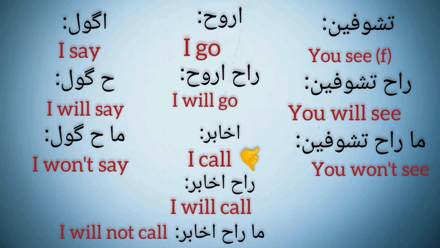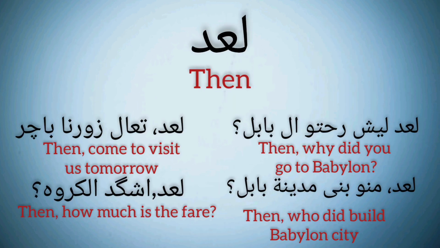خابر. I call. راح خابر. I will call. For example, راح خابر الشرطة. I will call the police. And الشرطة means police. ما راح خابر. I will not call. I won't call.